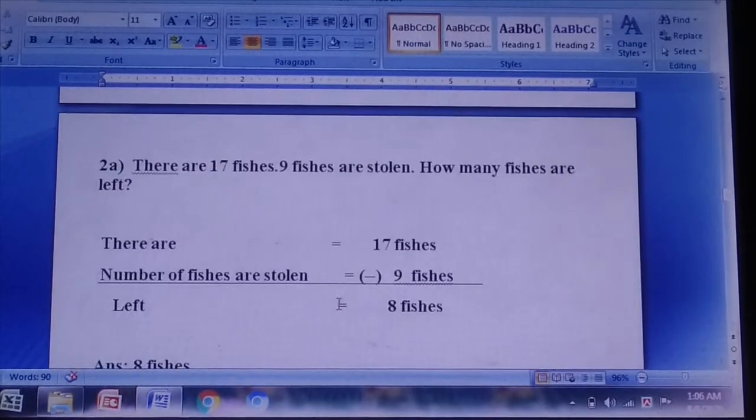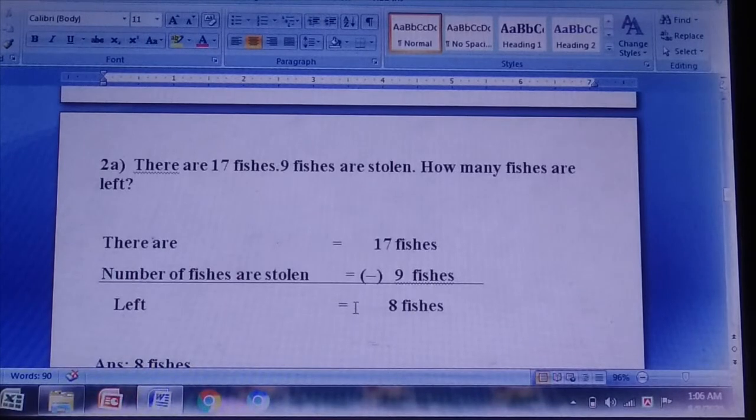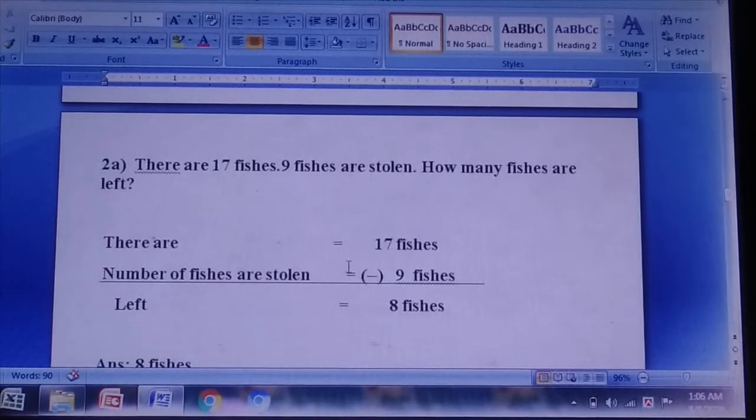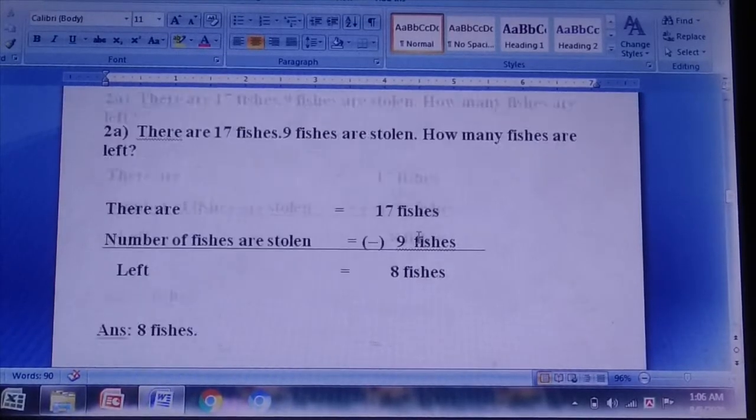Okay, clear? So when we solve any kind of word problem, we need to arrange the statement, arrange the sentence in a proper way, and we always write the number exact below the number so that we can easily subtract or minus the number. Okay?